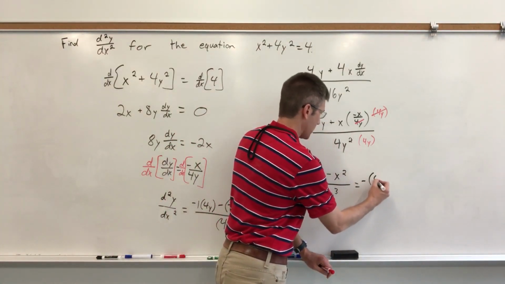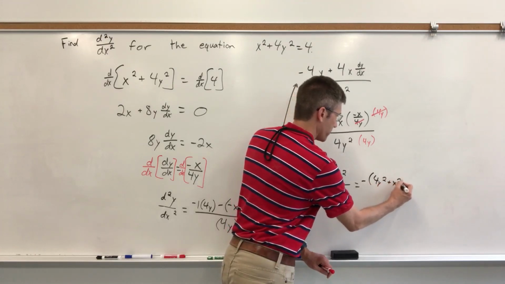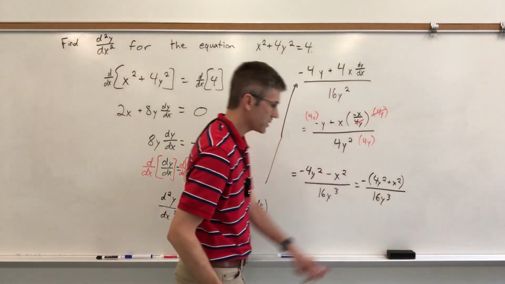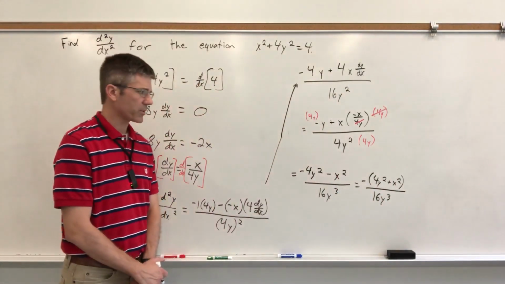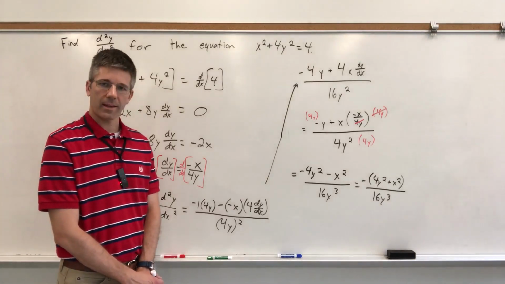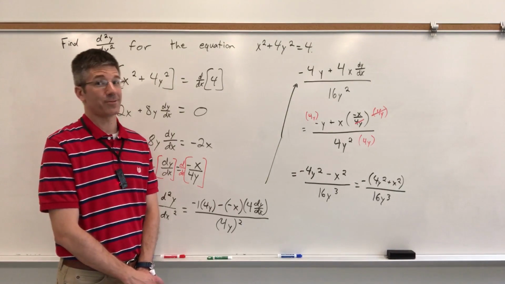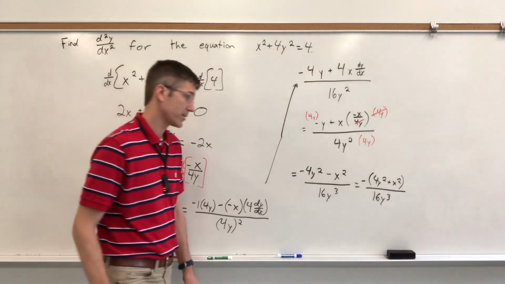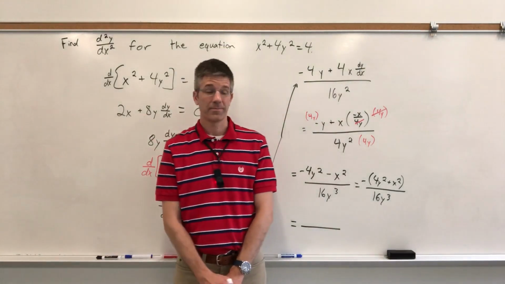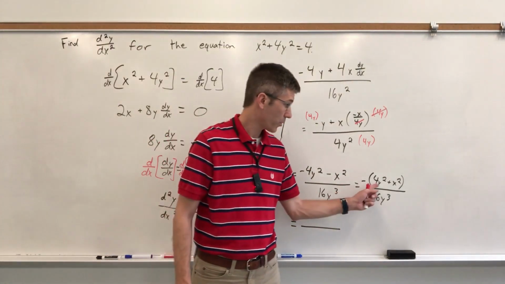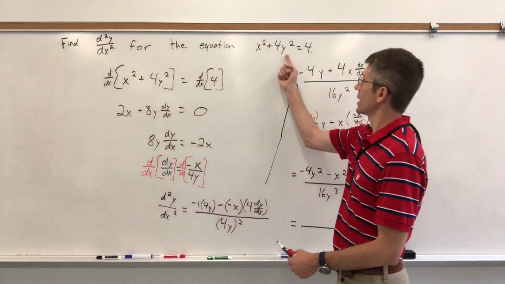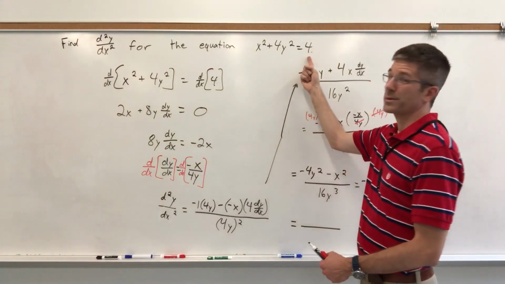So negative 1, and then 4y squared plus x squared, all over 16y cubed. Okay, there it is. And we are going to stare at that for a second, exactly 1 second, starting now. And then we say, oh, that numerator looks very familiar to me. Just dropped the lid to my marker. Oh well. That numerator looks very familiar. Parentheses, 4y squared plus x squared. 4y squared plus x squared is equal to 4.